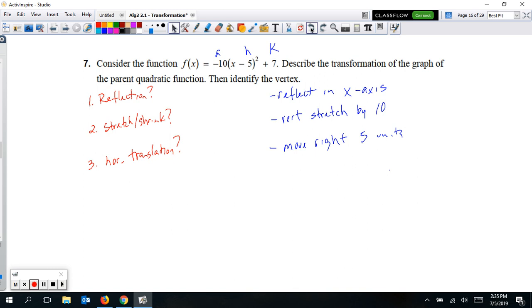Then the last question will just be, is there a vertical translation? Is there a k number? It's going to move it up and down. And yes, there's also one of those, plus the 7. So since it's positive 7, it will go up. And so it's going to move up 7 units.